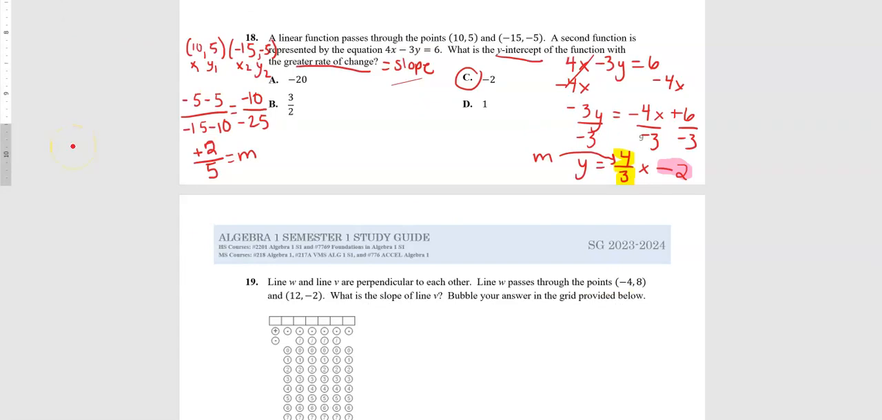Number 18, we're comparing two functions again. This one has 2 points, and I did that on the left here. And the second function is here on the right. On the left, I went ahead and just found slope first to compare. On the right, I rearranged the equation so that I could find slope. The right function has a larger slope with 4 over 3. And then I identified its y-intercept here as -2.